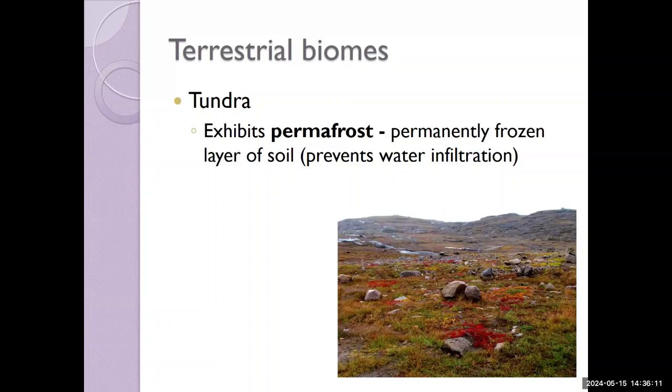The tundra biome exhibits permafrost, and what this means is there's a permanently frozen layer of soil all year long. It's colder than a desert but receives more rainfall. And the key thing here is that top layer of soil is frozen solid.